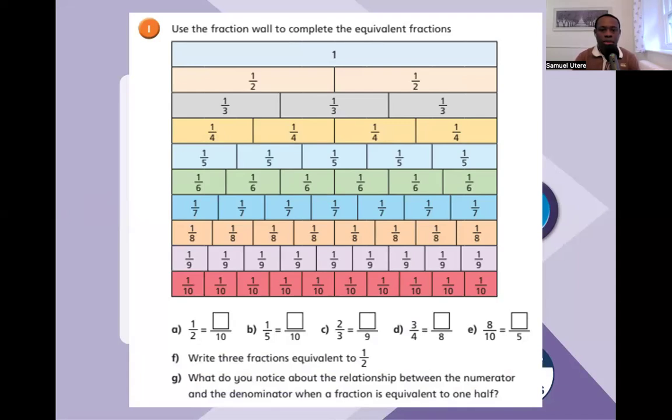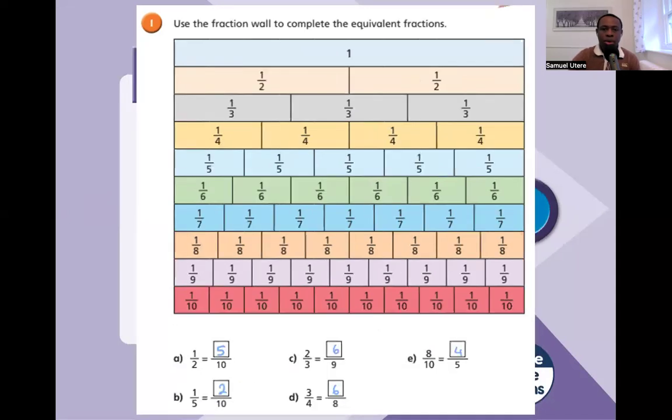Assuming you've paused the video and you've answered question 1, we're using the fraction wall to answer these questions. Here, you can see that these are all equivalent fractions. Note here that we multiply the numerator and denominator by 5. Here, we multiply by 3 to create the equivalent fraction. Here, we're dividing by 2. Here, you're multiplying by 2. Here, you're multiplying by 2 each time.